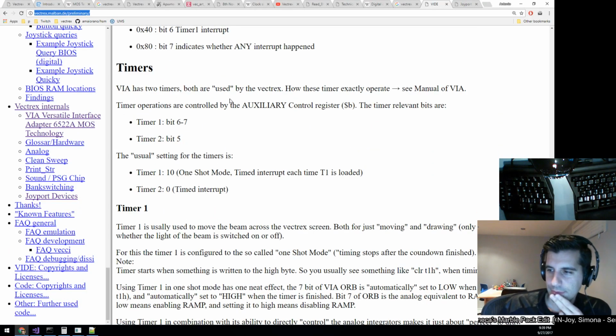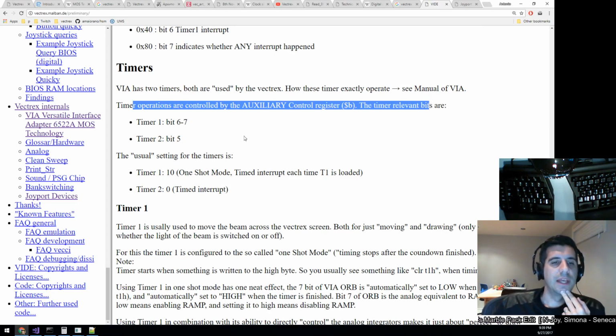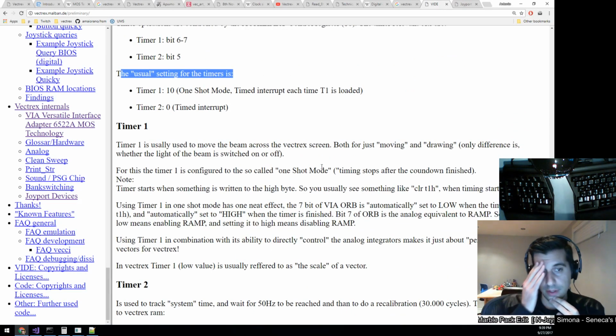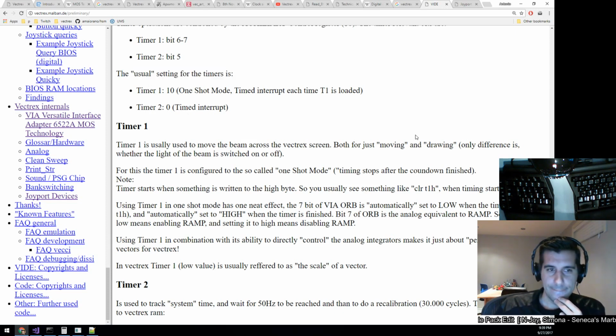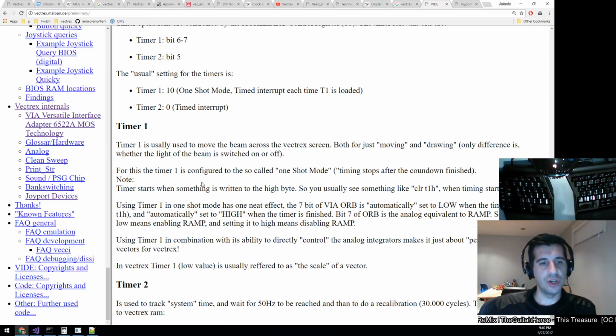Timers. Yeah, so this we did. The usual settings, and that's what we handle right now. So timer 1 is used to move the beam across the Vectrex, both for just moving and drawing. Only difference is whether the light beam is switched on or off. For this, timer 1 is configured to the so-called one-shot mode. The timer starts when something is written to the high byte. So you usually see something like clear T1H when timing starts. Yes, we actually figured that out.